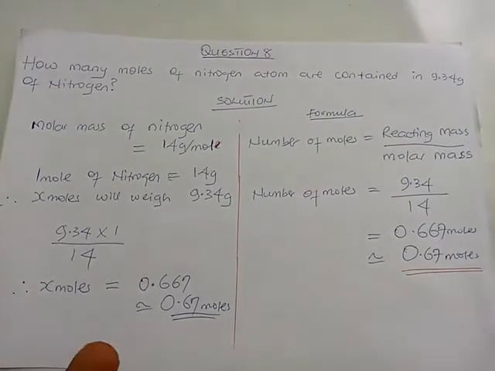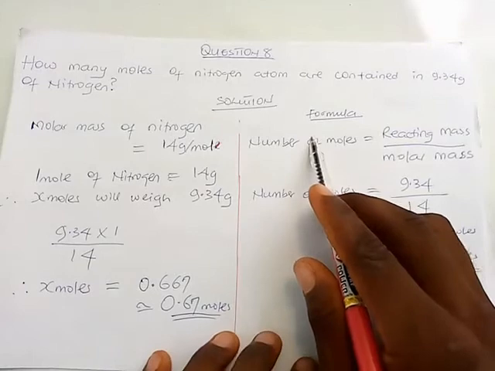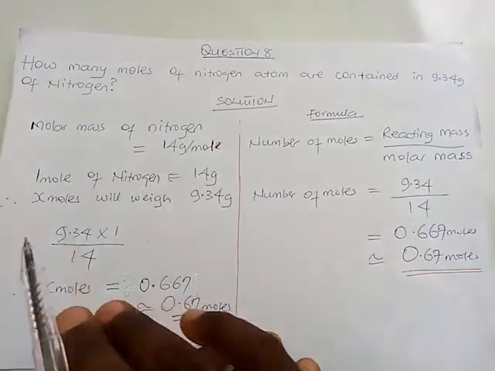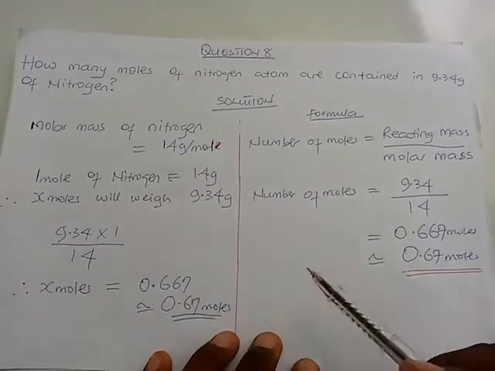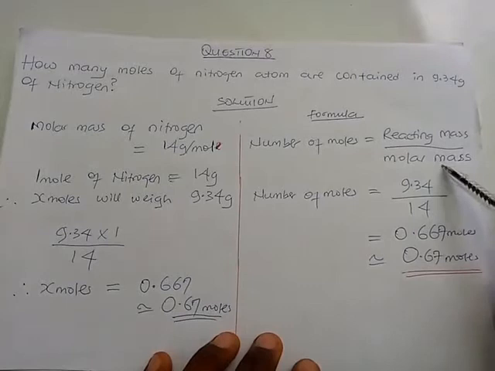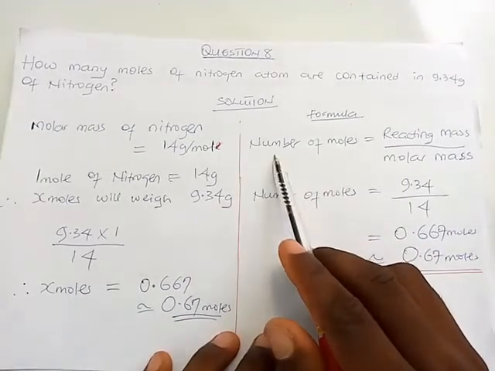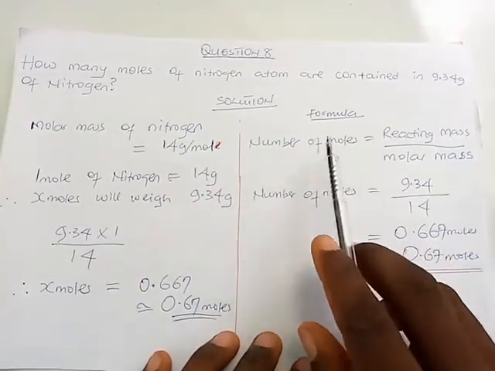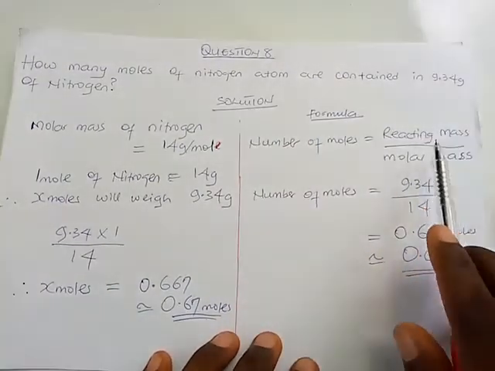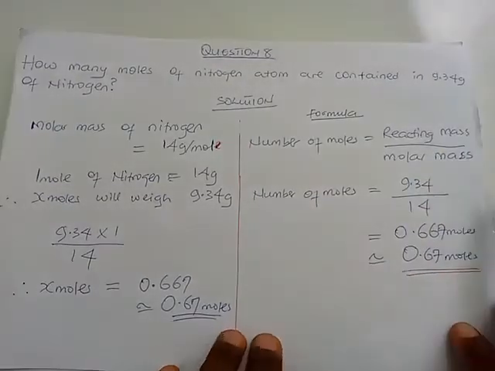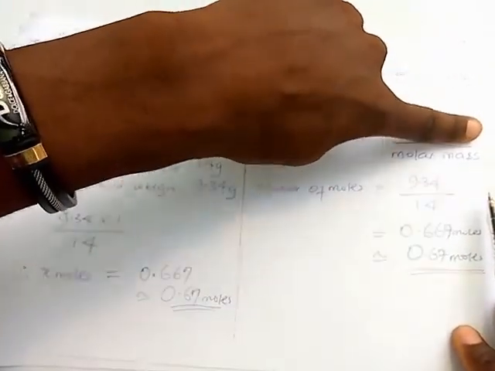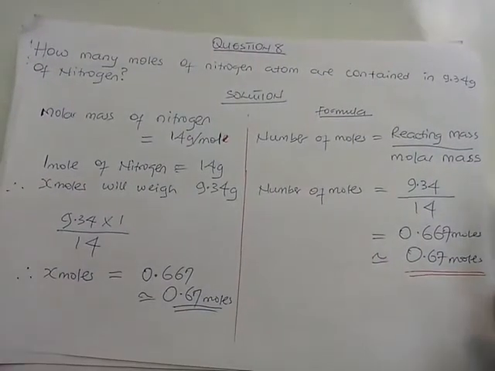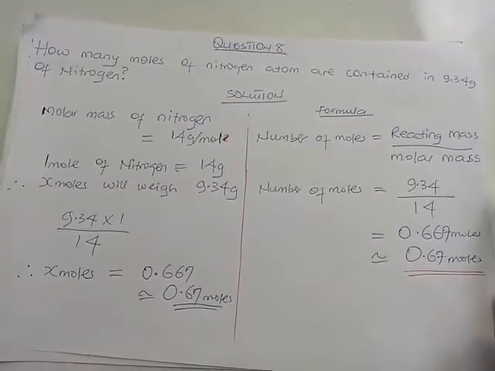Let me repeat myself: you can be given the number of moles and asked to find the reacting mass, and you can infer the molar mass from the compound or element mentioned, or you can be given the reacting mass and the molar mass and asked to find the number of moles, or you'll be given the number of moles and the reacting mass and asked to find the molar mass. So it's either this is missing, or this is missing, or this is missing. Those are the categories questions can arise from.